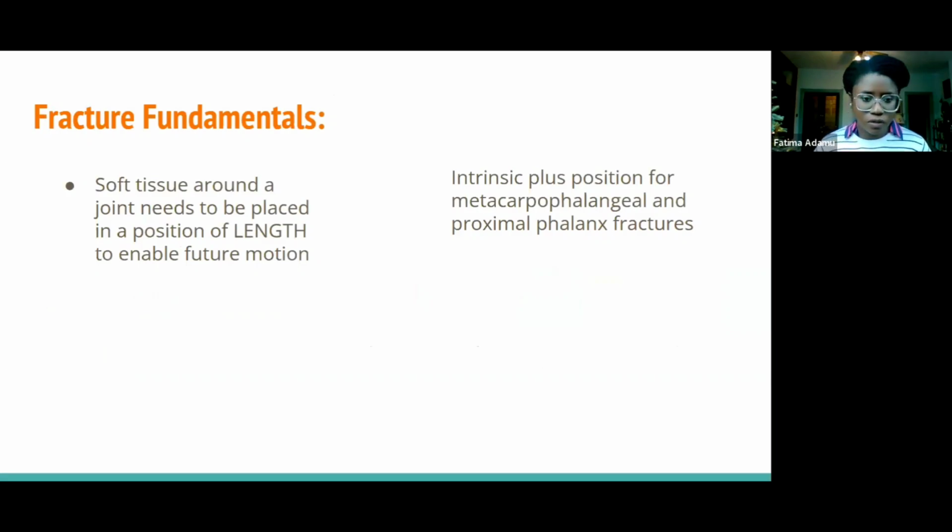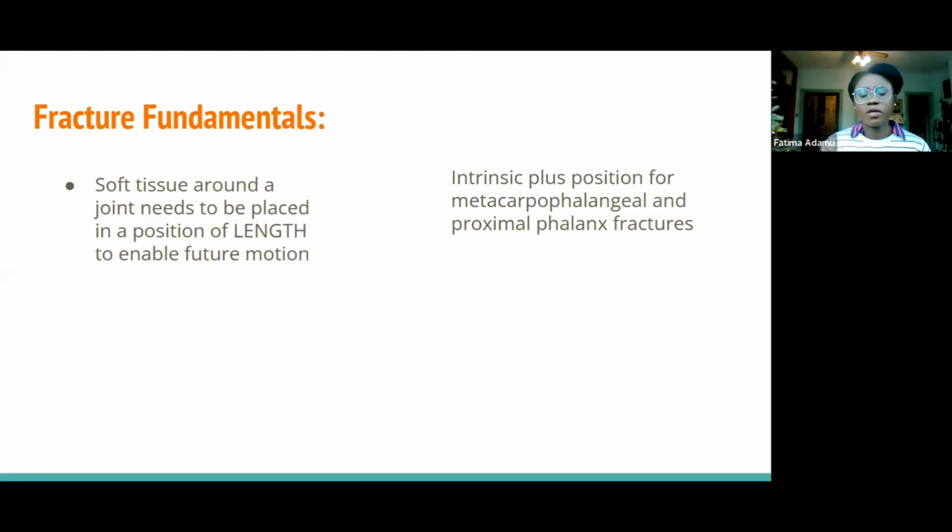Fracture fundamentals. So the soft tissue around the joint needs to be placed in a position of either length or just a neutral position, so that in the future things can heal properly. So if you have a situation where a wrist is not supported and it's healing in this position, it's going to greatly affect the patient's ability to actually use their hand down the road.